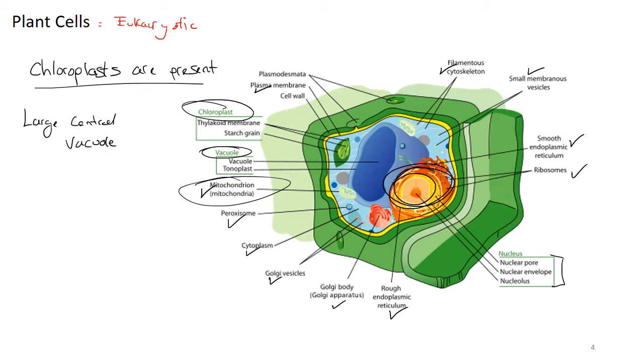Now, a large central vacuole is really important to plants. The reason for this is because this is where they store a ton of water. And plants are taking in water all the time because they're going through photosynthesis, right? And one of those main ingredients of photosynthesis is water. So they've got to have a lot on site.